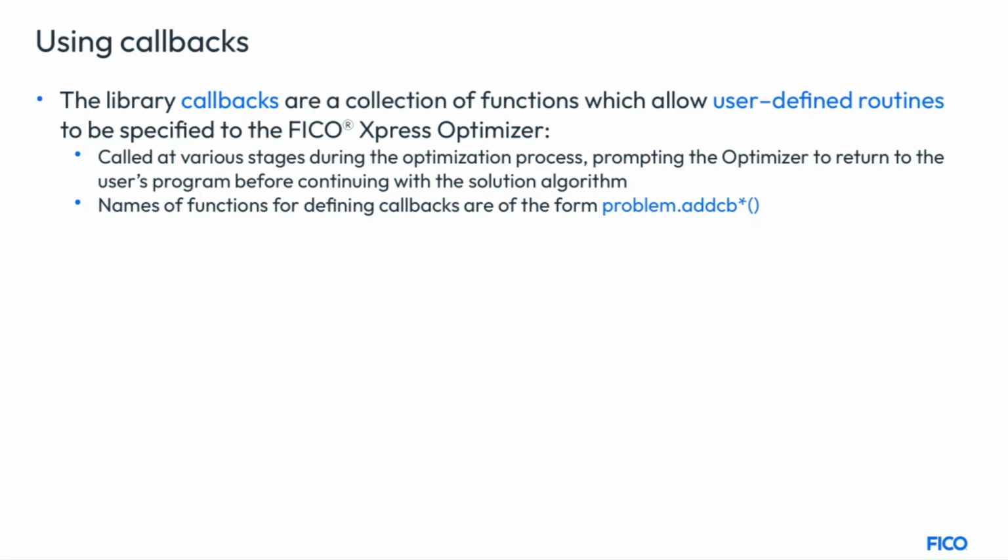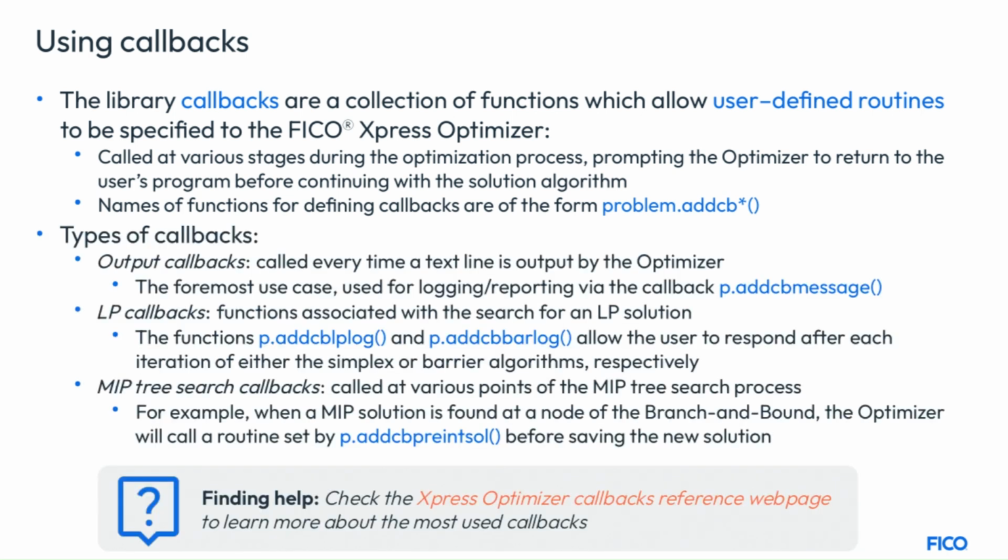Optimizer callbacks are functions that allow user-defined routines to be prompted to the optimizer to be executed during the optimization process. Callbacks are specific to a problem, and the method names always start with p.addCB. There are three types of callbacks. Output callbacks are called every time a new text line is written by the optimizer, and are commonly used for more detailed logging and reporting via the p.addCB message.